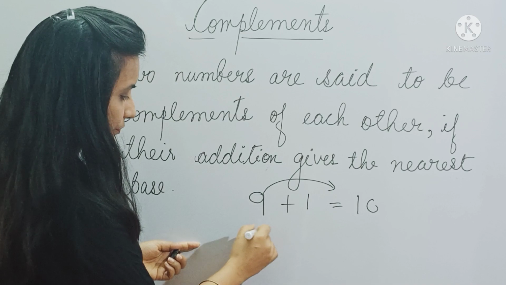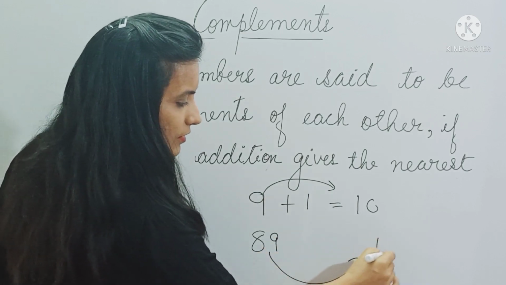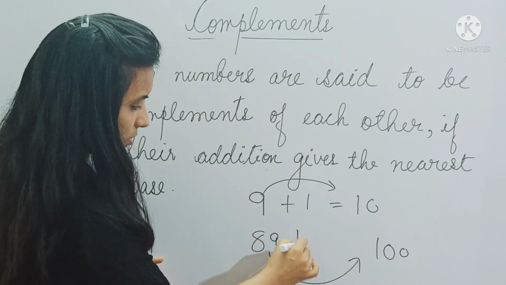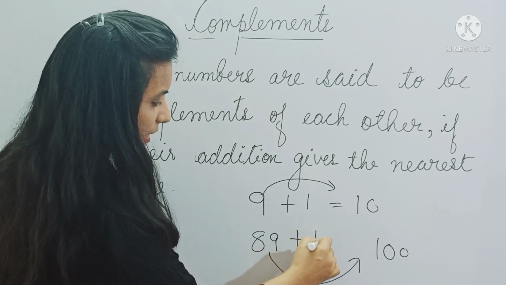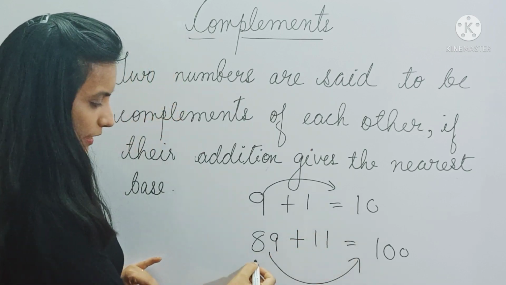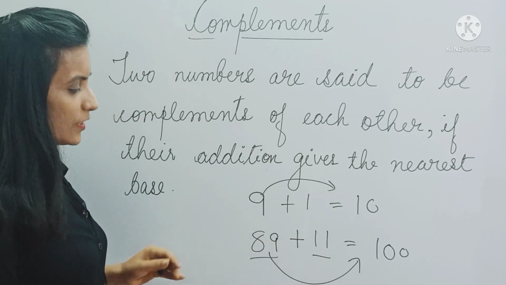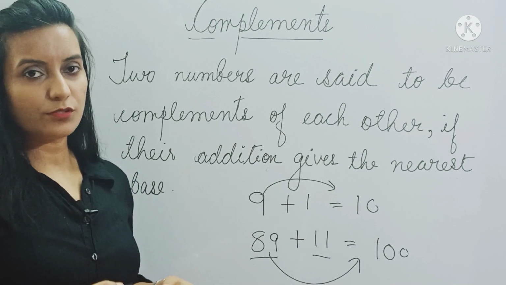For example, 89. Now for 89, the nearest base is 100. Now in 89, I will add which number to get 100? So 89 plus 11 gives you 100. So 89 and 11, they are complements of each other. Now these numbers are very small, right? So you can easily find the complements, mentally.